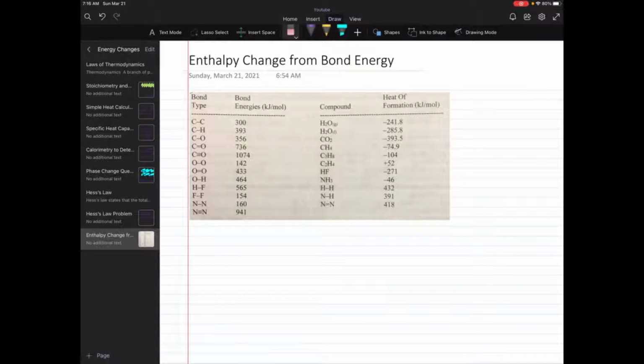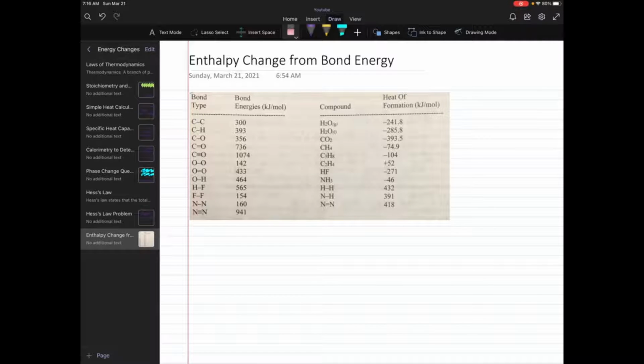Hi folks. Today I have a question for you about how to calculate enthalpy change from bond energies. For calculating enthalpy change from bond energies, we have to be provided or we have to use the bond energy values, which tell us the amount of energy required to break the bond between those two atoms that are connected together in a compound.